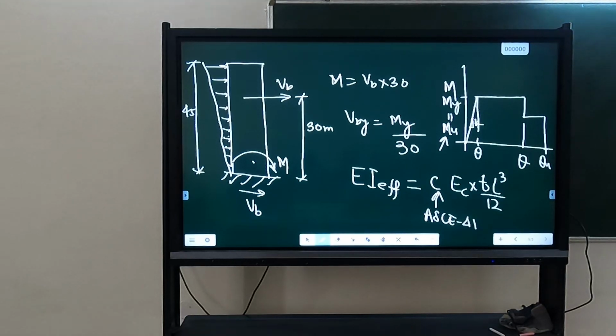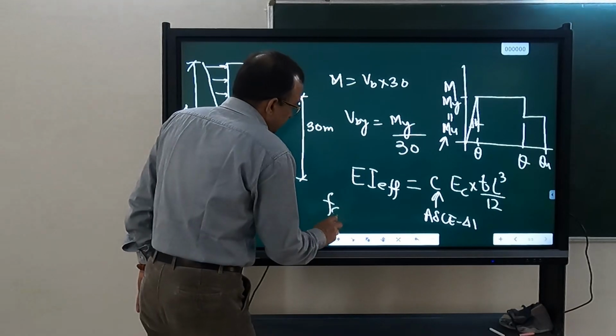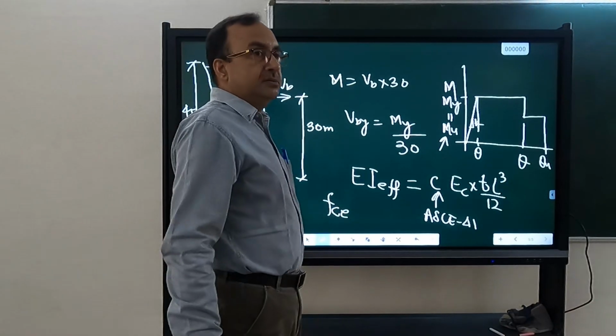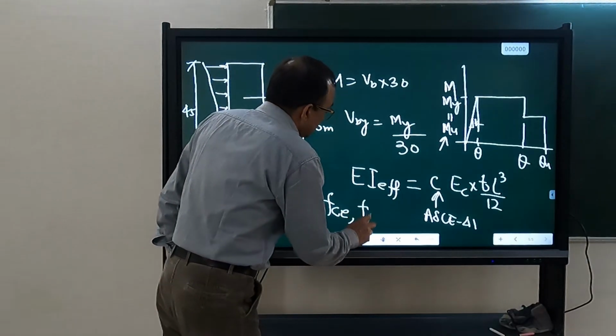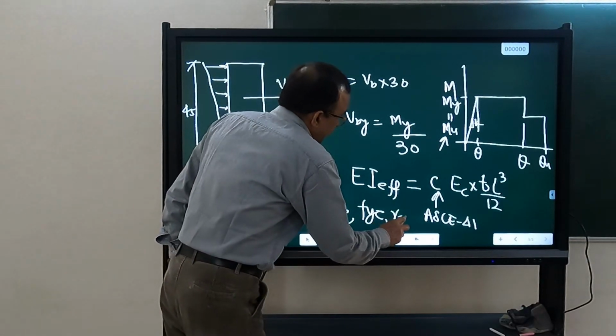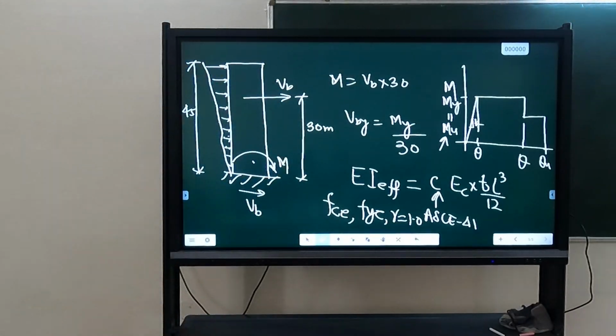And keep in mind, for calculating this Mu, you have to use the expected strength, not the characteristic strength. Fy and gamma is equal to 1. So wherever in that annexure FCK is used, you will use FCE.